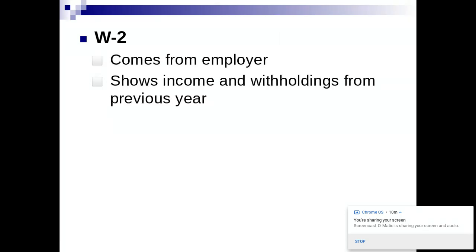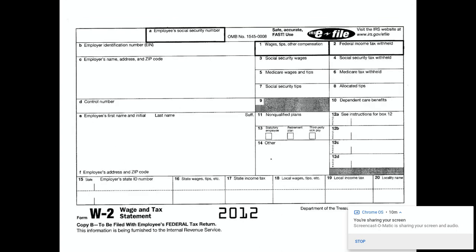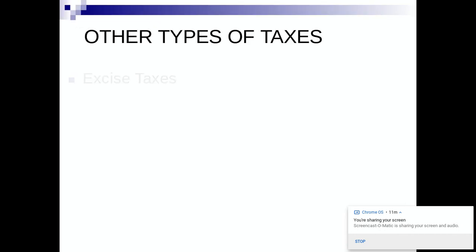The W-2 comes from your employer. Every year in January, February, I get one from Midview Schools. It shows your income and withholdings from the previous year. This is what it looks like, or something similar to that. This will all be filled in by your employer, so when you get your taxes done, you can just fill it right in.